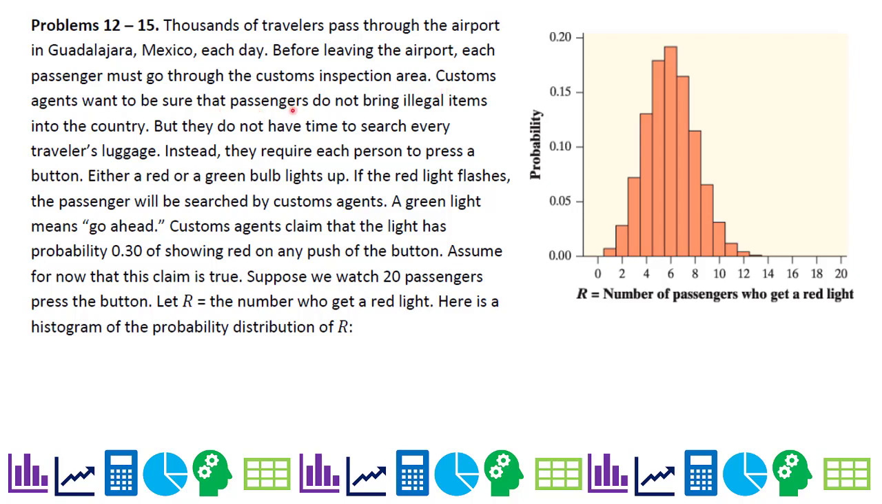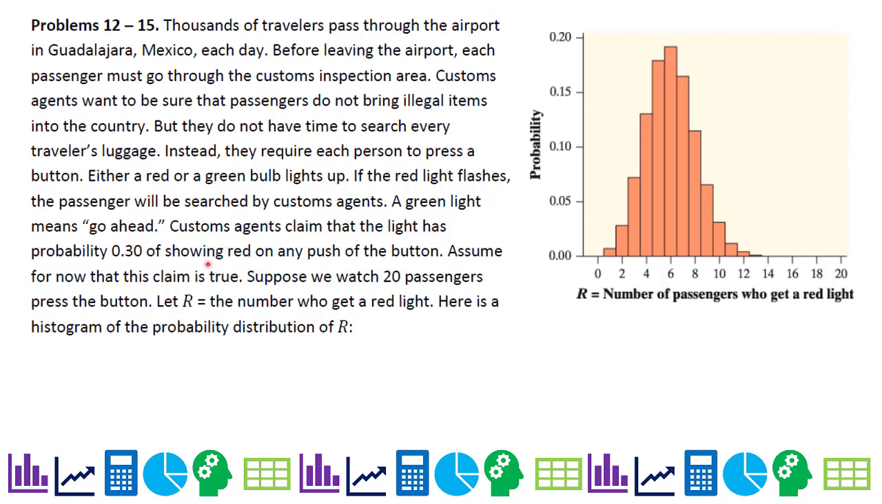Customs agents want to be sure that passengers do not bring illegal items into the country, but they do not have time to search every traveler's luggage. Instead, they require each person to press a button. Either a red or a green bulb lights up. If the red light flashes, the passenger will be searched by customs agents. A green light means go ahead.